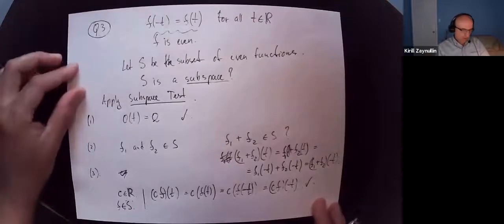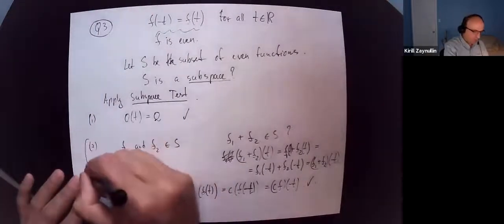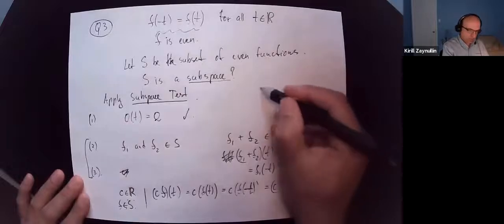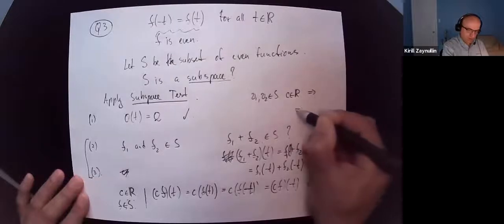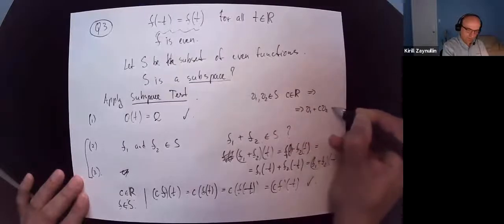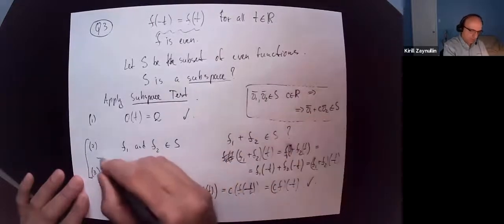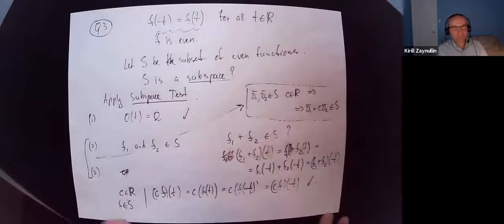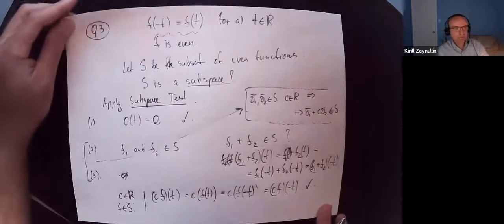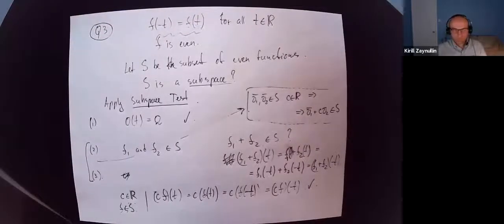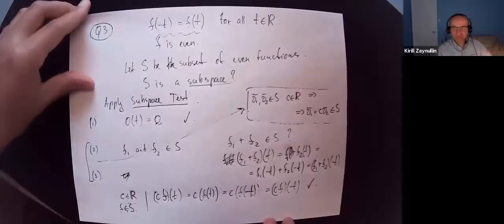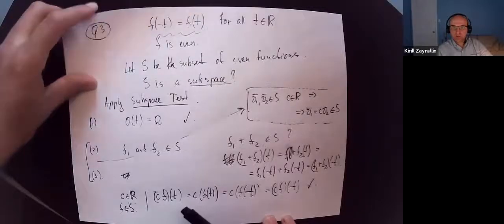Okay. Again, I would like to stress that of course you can combine 2 and 3, by checking that this condition, V1, V2 from S and C from R, implies that V1 plus C V2, so those are vectors, are from S, right? You can also combine these two conditions into that one and check this one. Okay. More questions concerning question 3? Okay, then I'm going to the next one, question number 2.